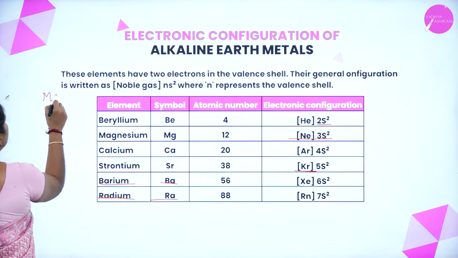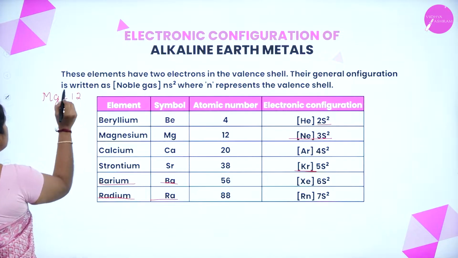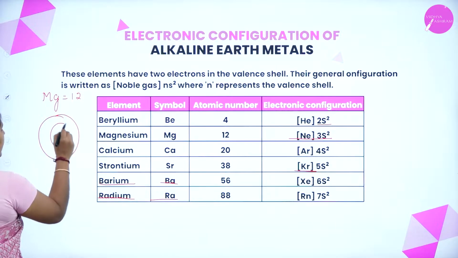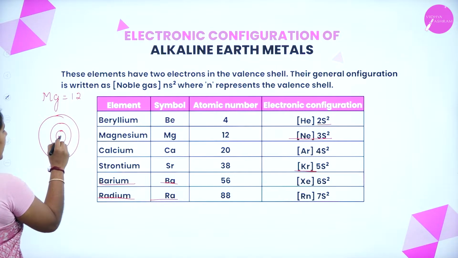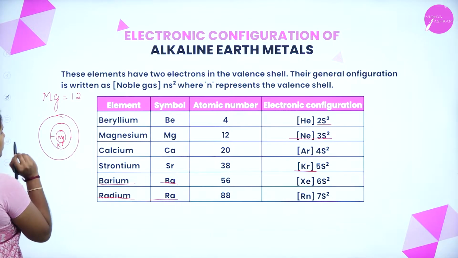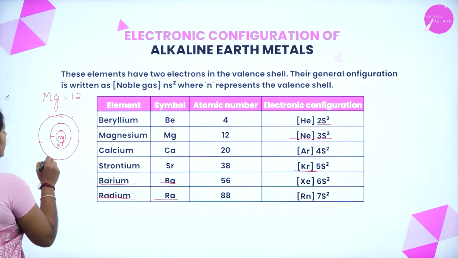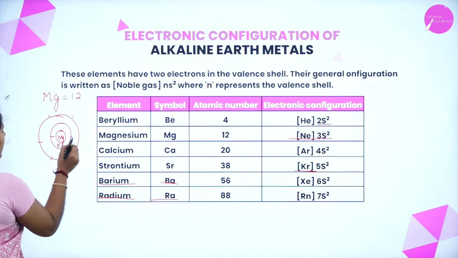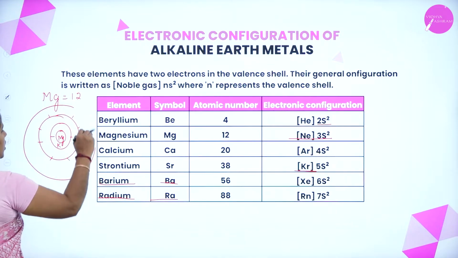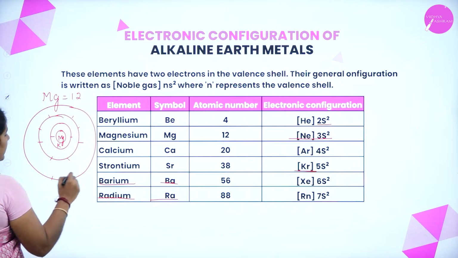I will show you the outermost electrons in all these elements by taking magnesium as an example. We know that there are 12 electrons in magnesium. Let us write the structure of the atom. In the K shell there are 2 electrons and in the L shell there are 8 electrons. So that makes 10, then the remaining 2 electrons.